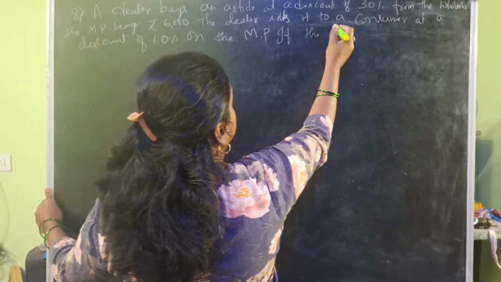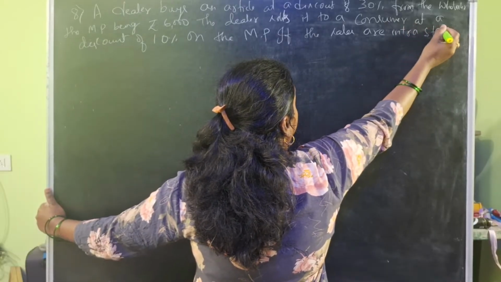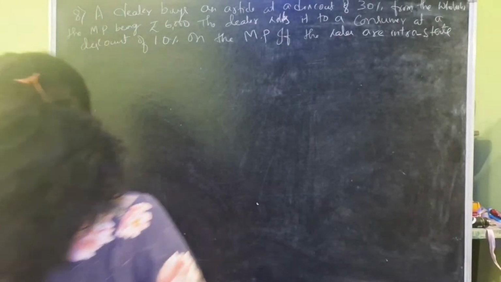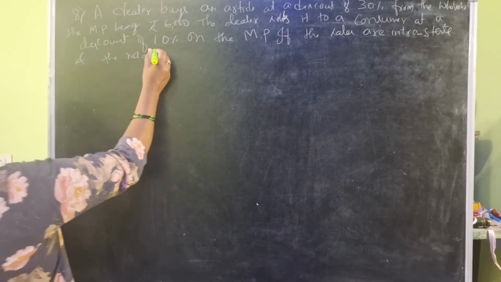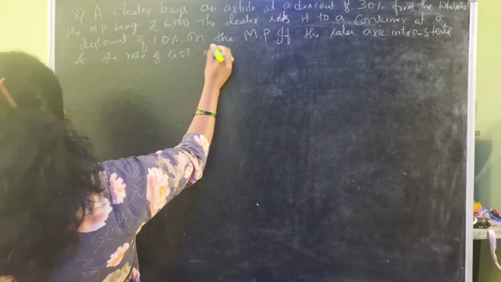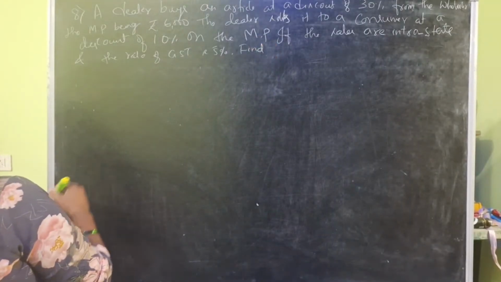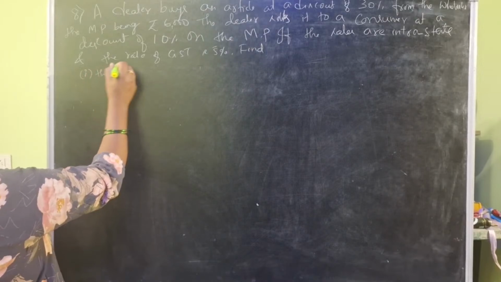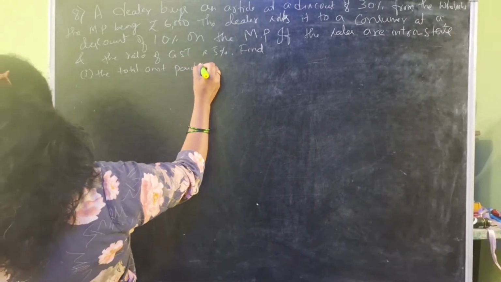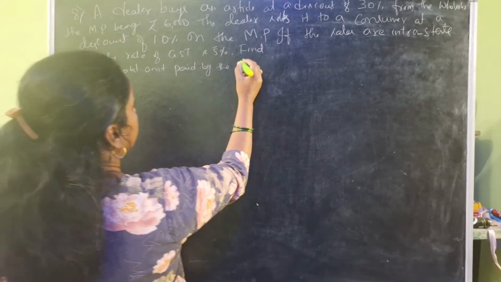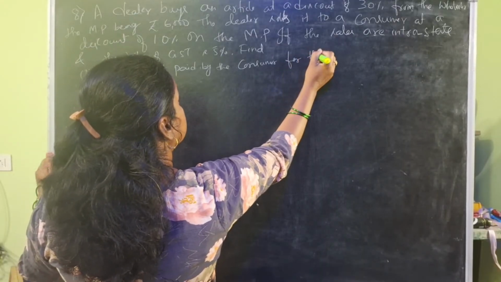If the sales are intrastate, means that within the state, and the rate of GST is 5%, find the total amount paid by the consumer for the article.